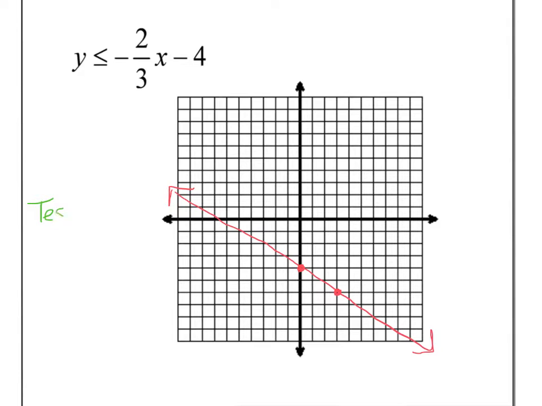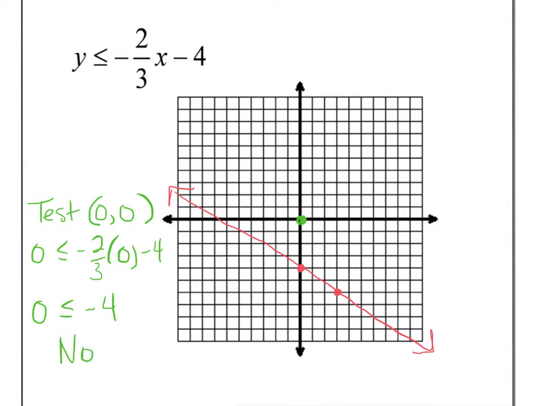And then your next job is to test a point. Pick any point. And if it's convenient and far enough away from the line, (0, 0) is pretty straightforward. So let's test (0, 0) by substituting it in, and then clean it up. And ask yourself, is that true? Is 0 less than or equal to a negative 4? It is not true. Therefore, we would not shade the side with the test point (0, 0).